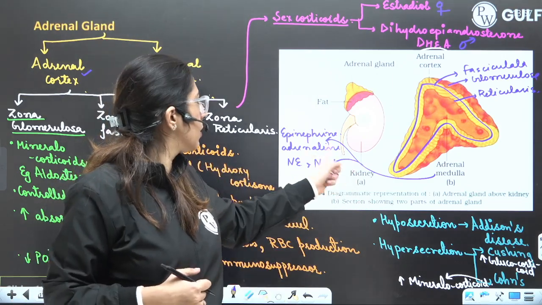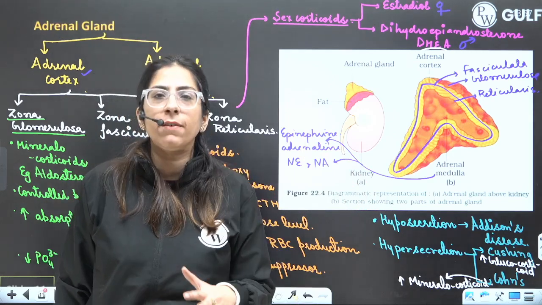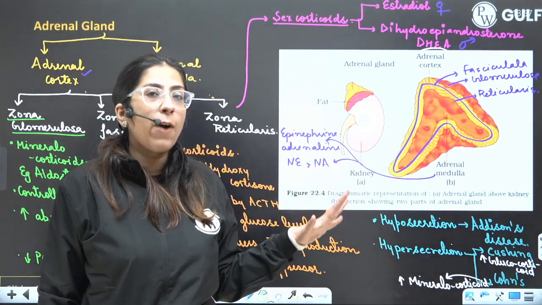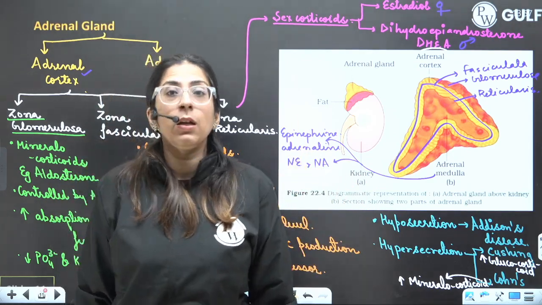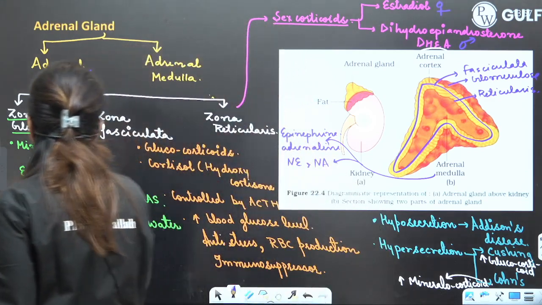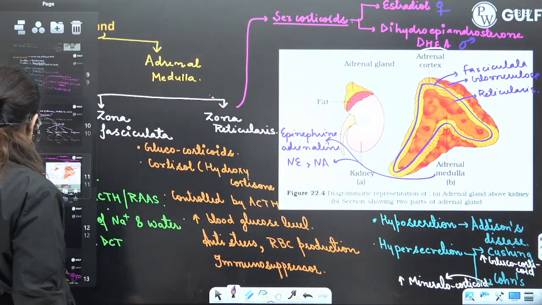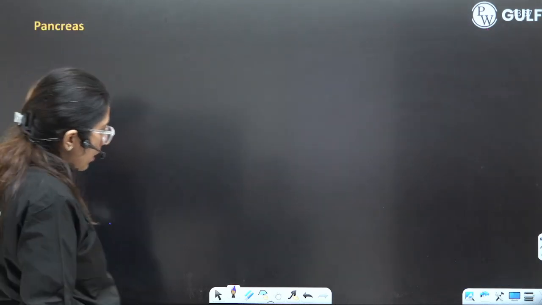This leads to that. In fact, your mouth becomes dry, so less saliva secretion. So at the time of fight and flight response, these hormones are synthesized. They come under the sympathetic nervous system. You remember? Now, let's move on to the next gland, that is the pancreas.